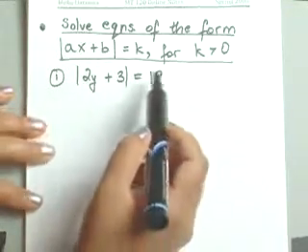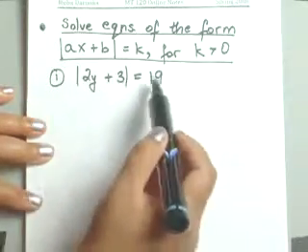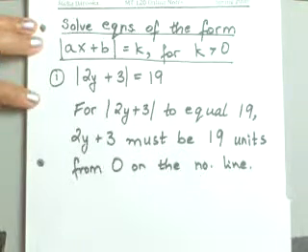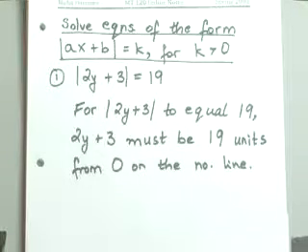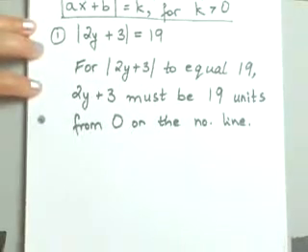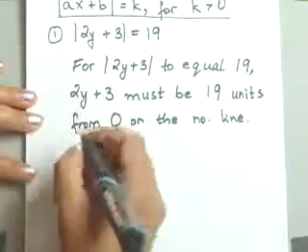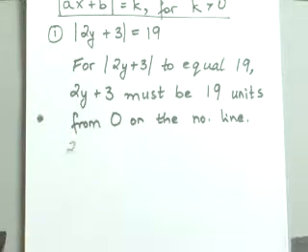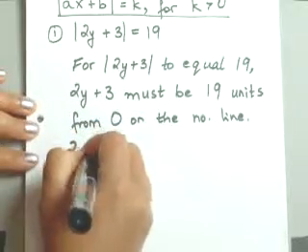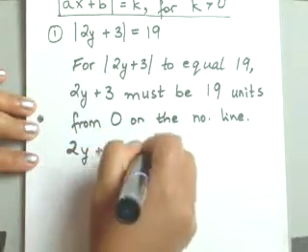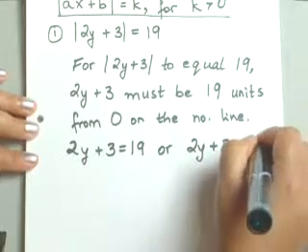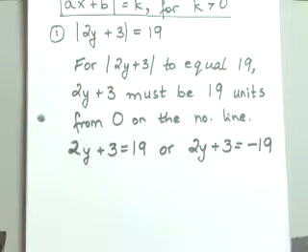Now again, remember, as we said, if this expression here is equal to 19, that tells you it is 19 units from 0. So that means you can be 19 on the positive side, or you can be 19 on the negative side. Okay, so that means we will set this up in two separate equations. You have 2y plus 3 equals 19 if it's on the positive side, and you can have 2y plus 3 equals negative 19 if your distance is on the negative side.